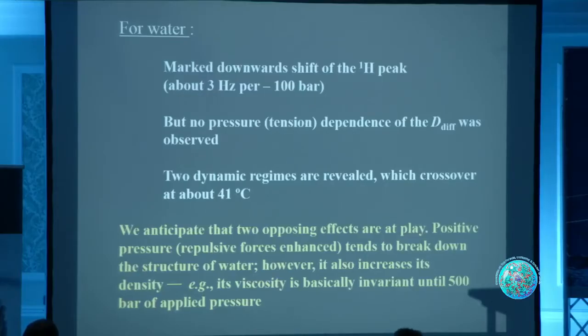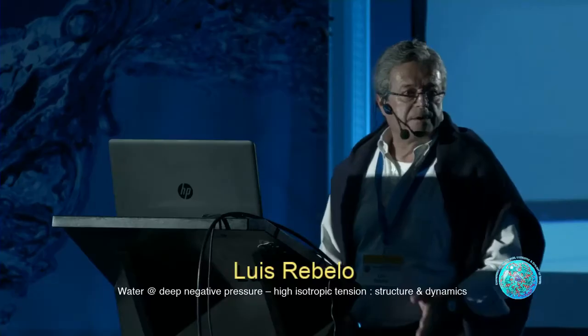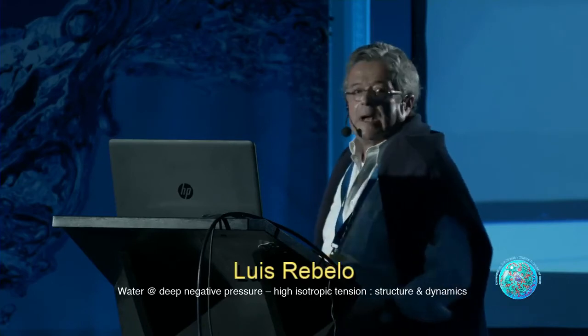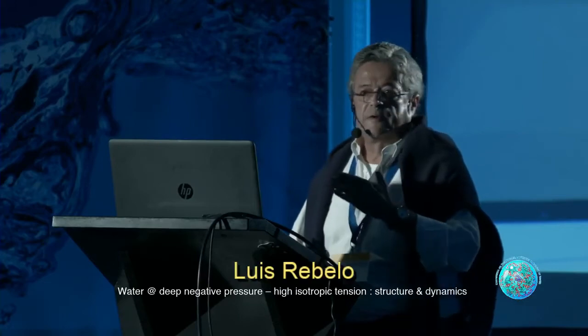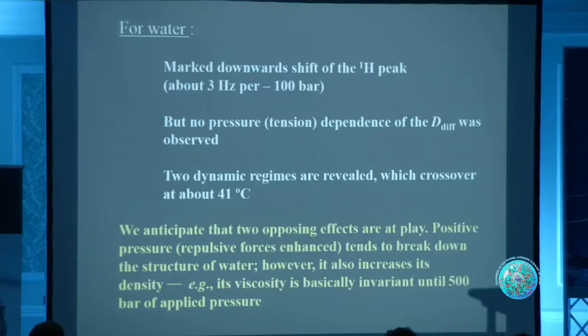So this is almost my last slide. There is a marked downward shift in the peak of the proton, about 3 Hertz per each minus 100 bar, but no pressure or tension dependence of the diffusion coefficients, although two regimes are revealed. So there is a crossover of those regimes between 40 and 42 Celsius, more or less. We have to do more samples, but we already have 2 samples done, and they show this.